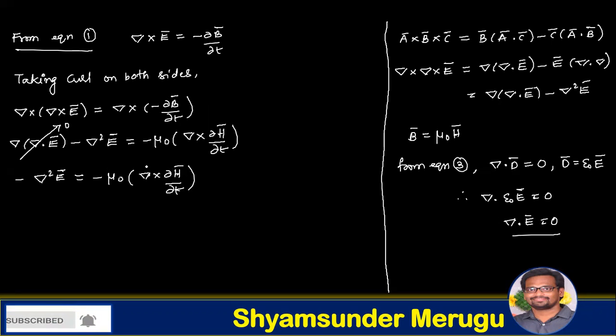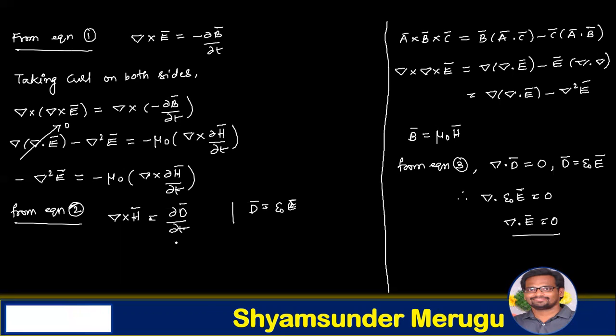Now we have a term here, del cross dou H bar over dou T, from equation 2. From equation 2, we know that del cross H bar is equal to dou D bar over dou T, and we already know that D bar equals epsilon naught E bar. So this can be written as epsilon naught dou E bar over dou T, and here it is del cross H bar. So we require del cross dou H bar over dou T. For this expression, we are partially differentiating with respect to T on both sides.